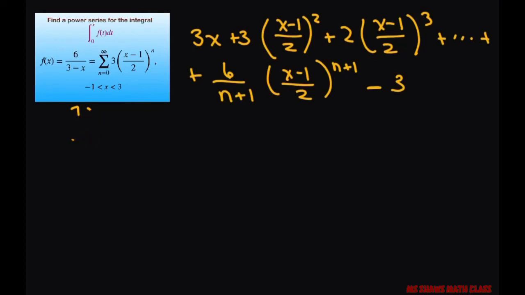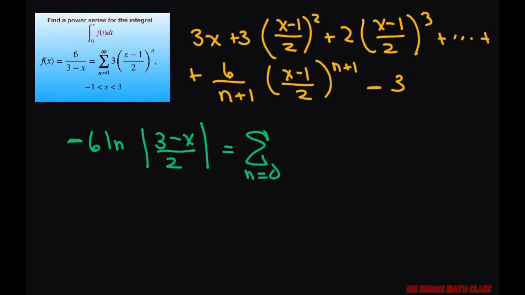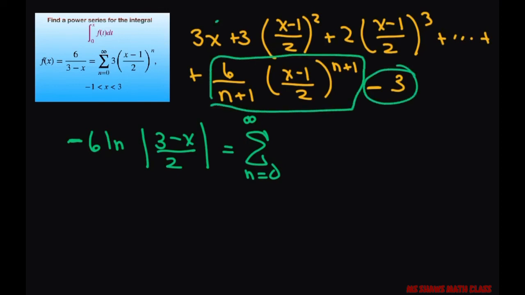So now we're going to go ahead and simplify both sides. Before, we had our left-hand side as negative 6 ln, and I'm going to condense it as 3 minus x divided by 2. And that's going to give you the sum of n equals 0 to infinity. And for this piece, you just copy this part down. Remember this negative 3 we usually put there. So we're just going to copy this part down, and that's going to be 6 divided by n plus 1 times x minus 1 divided by 2 to the power of n plus 1. So this is your final answer.